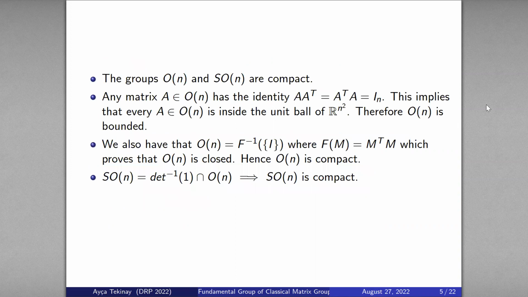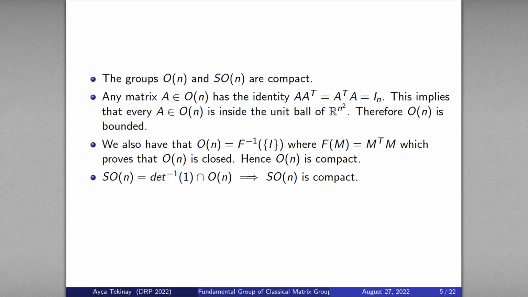And the groups O(n) and SO(n) are compact, and the proof of this follows from the identity of the matrices in the orthogonal group, and this implies that every matrix is inside the unit ball of R^(n squared). Therefore, O(n) is bounded.